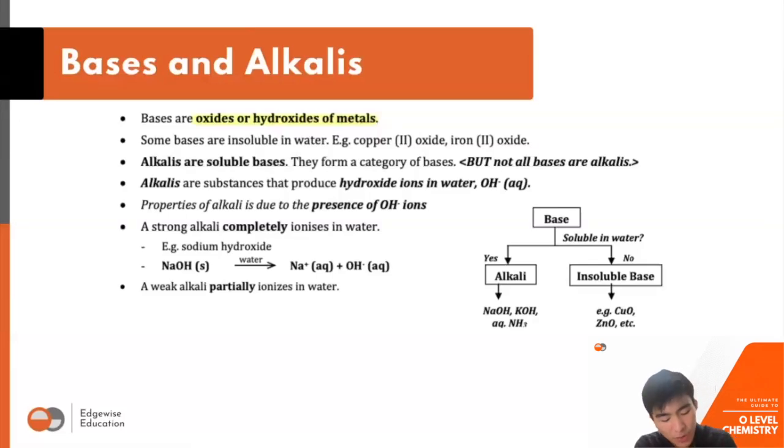Now, bases is the general category. Acid and base. Under bases, there is this special group. Bases have 2 types. Look at this carefully. I have a base. If the base is soluble in water, meaning I put it inside water and it can dissolve, then I call it alkali. I call it alkali if it can dissolve in water. If it cannot dissolve in water, then I call it an insoluble base. No special name. Only when it has the special power to dissolve in water, I call it by the special name, alkali.